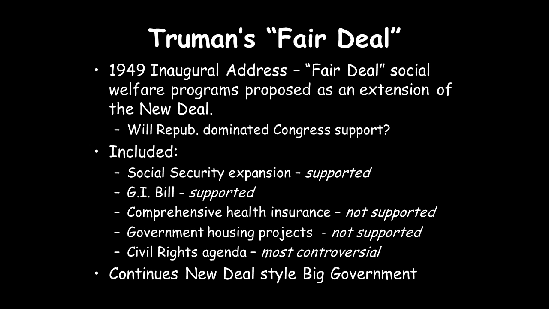The Republicans dominate Congress. It's what we call a split government. So there's a Democrat in the White House, but Republicans dominate the Congress, and that makes it hard to get some things done. But the GI Bill, as we mentioned, gets passed, and Social Security is expanded a little bit. There are some things that sound familiar, like comprehensive health insurance, that don't go through.